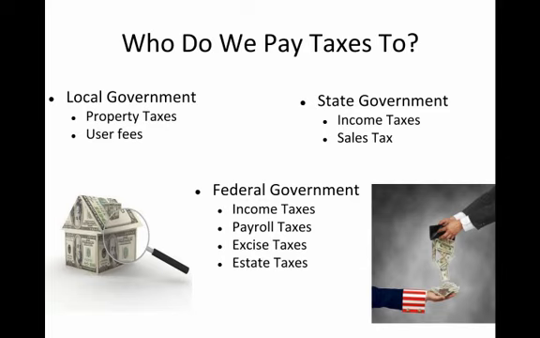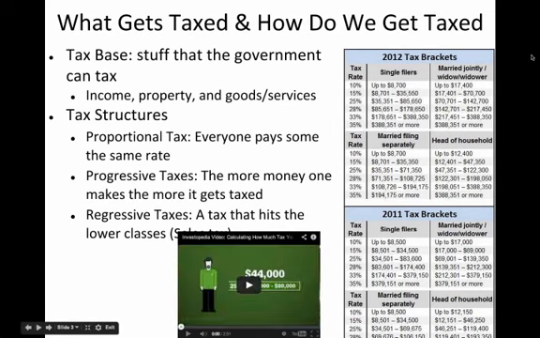The federal government also taxes us through our income. Depending on how much you make, there are certain taxes on our income. There's also what every American pays, and that's a payroll tax, and payroll taxes support Social Security and Medicare programs. There are also excise taxes; for example, a tax on cigarettes is often used as an excise tax. So those are the variety of taxes that we pay and who we pay them to. Now a great question is, what gets taxed and how do we get taxed?